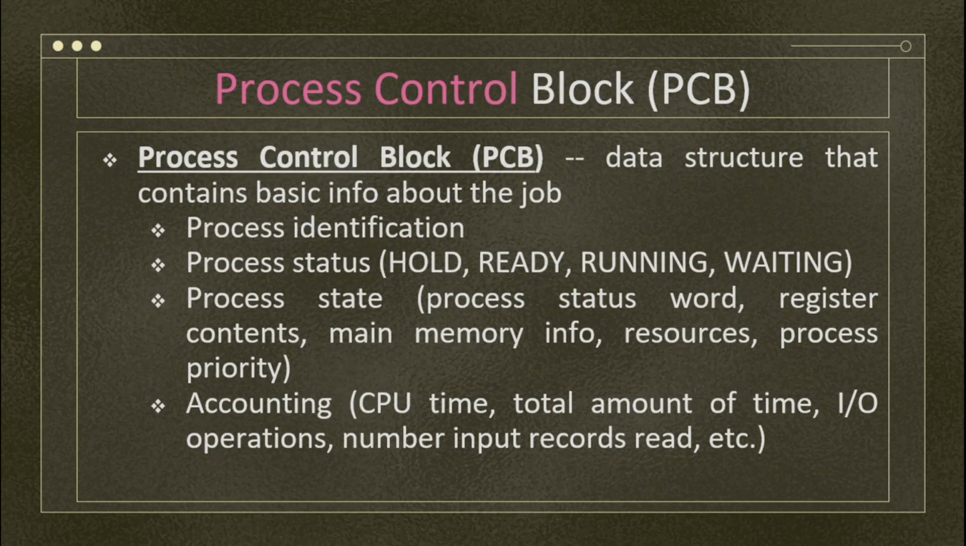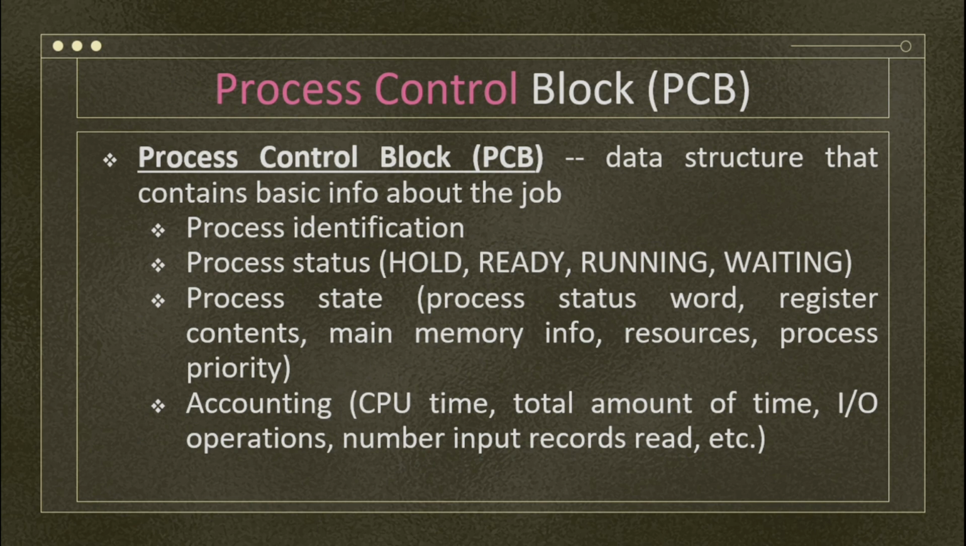So I will discuss the process control block, or PCB, which is a data structure that contains basic info about the job. The process control block is a data structure used by the operating system to store and manage information about a running process. A PCB contains important details about the process, such as its process ID, state, priority, register values, memory allocation, and other relevant information. So, process identification.